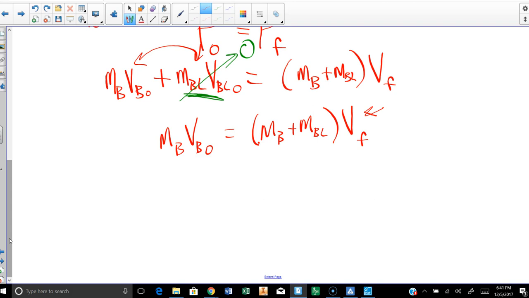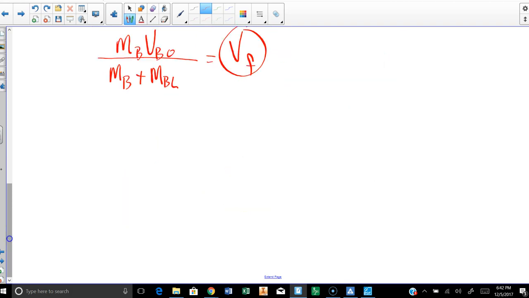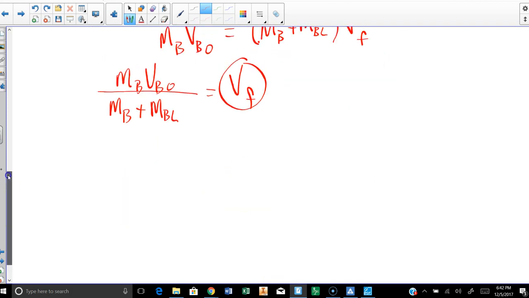Okay, so for us, we're looking for that final velocity, so it's going to be the mass of the bullet times the velocity of the bullet originally, divided by the mass of the bullet plus the mass of the block, equals the final velocity of the block. Well, the final velocity of the block and bullet combined. So in our case, we can go ahead and plug that in, find that final velocity after the collision.